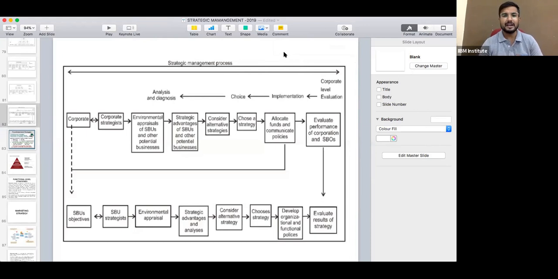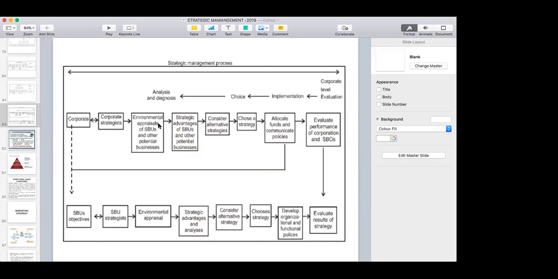Now in this regard, you can see the first point. The corporate, I mean the top management, design the strategies for the company as a whole, irrespective of the SBUs we are talking about right now. According to that, they will go for environmental appraisal. Now, what is environmental appraisal? If a particular top management is thinking to design the policies for the company as a whole, what would be the major points which come under environmental appraisal and how is it affecting the company?